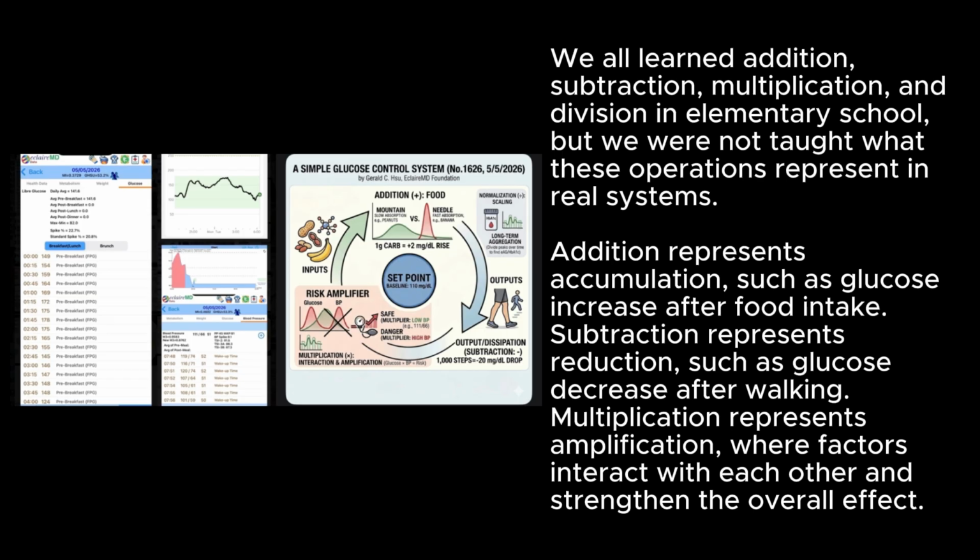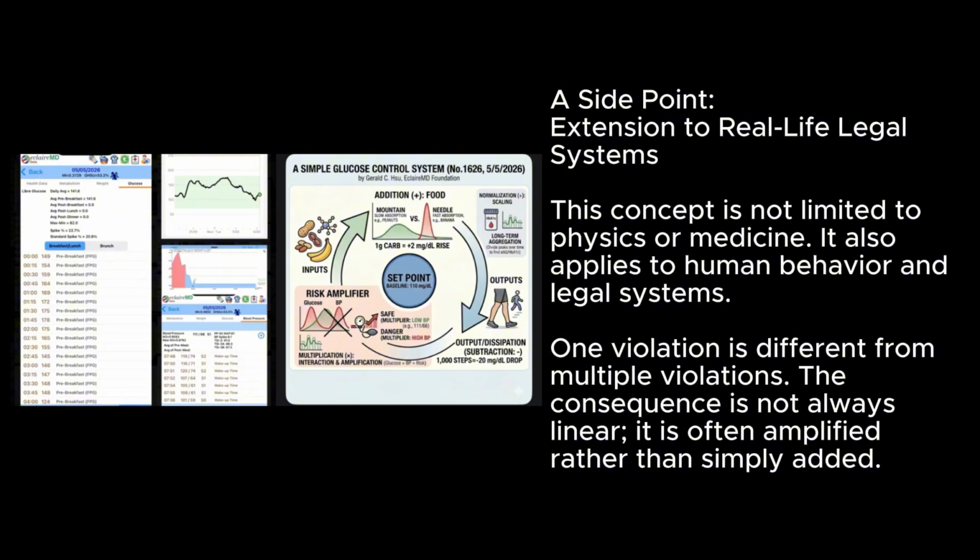Subtraction represents reduction, such as glucose decrease after walking. Multiplication represents amplification, where factors interact with each other and strengthen the overall effect. A side point: extension to real-life legal systems. This concept is not limited to physics or medicine. It also applies to human behavior and legal systems.